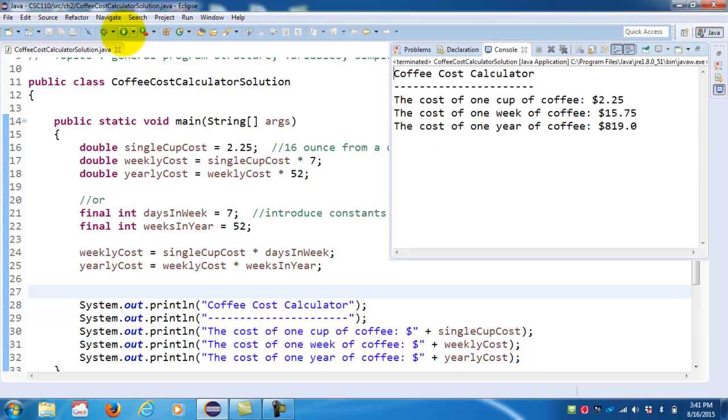All right, so we've got the cup of coffee cost and then a week of coffee cost. Almost 16 bucks. And a year of coffee cost. I'm spending 820 bucks on coffee? Yeah, you better be making it at home, huh?